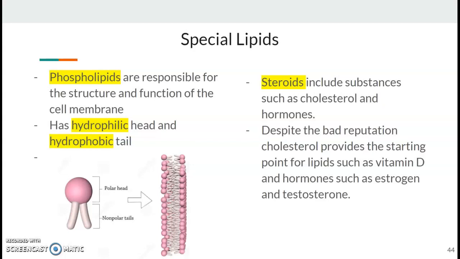Special lipids are your phospholipids. They're responsible for the structure and function of the cell membrane, so we're going to talk about them as we go further. They have a hydrophilic head and a hydrophobic tail.